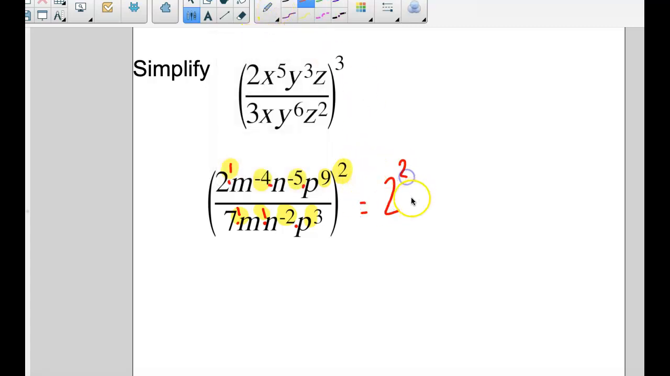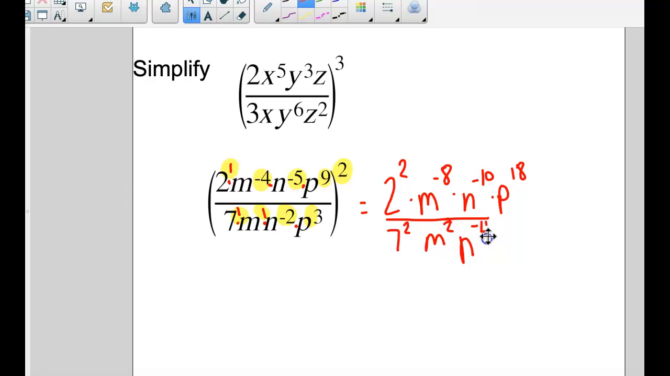2 to the power of 2, m to the negative 8, n to the negative 10, and p to the 18th. On the bottom, 7 to the 2, m to the 2, if I multiply that right, n to the negative 4, and p to the 6th, right? So then, I just need to make that n a little bit better. Then, right, I can go through my next steps as move the negative exponents.